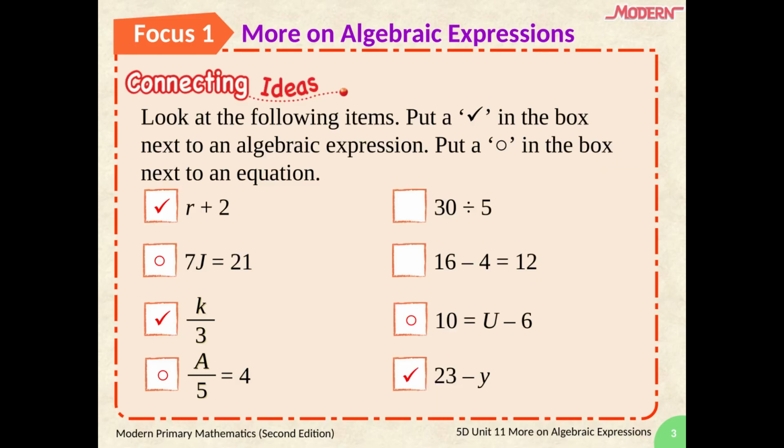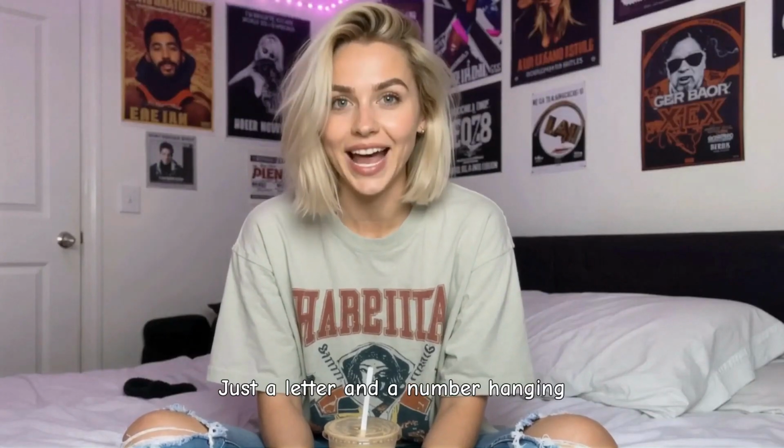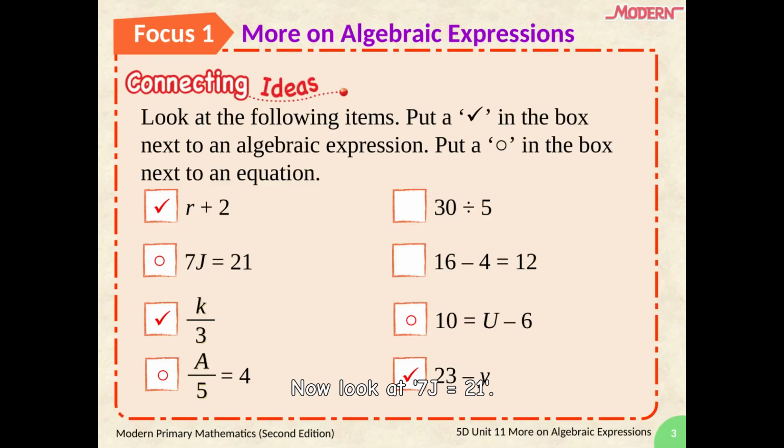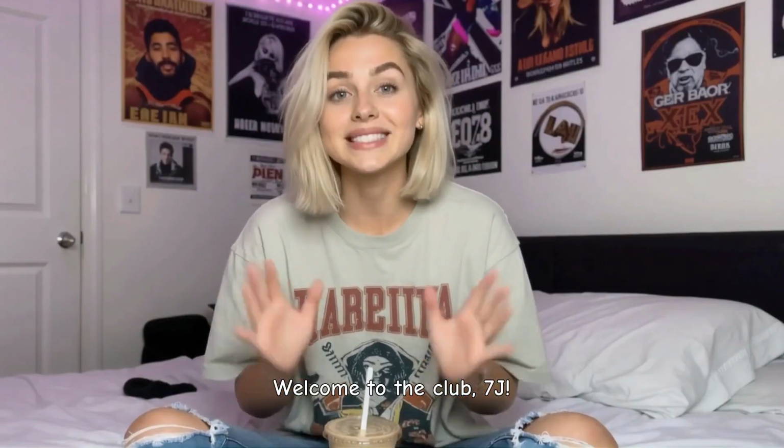Look at r plus 2. Is there an equal sign? Nope. So it's an algebraic expression. Tick. Just a letter and a number hanging out. Totally an expression. No pressure. Now look at 7j = 21. Aha! The equals sign. That means it's an equation. Circle it. That equals sign is the secret handshake of the equation club. Welcome to the club, 7j.